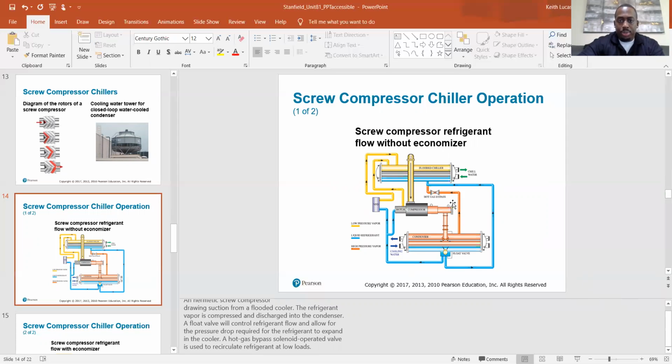So the chiller system, just a quick review, it operates the same as any other refrigeration system. We have our compressor here, which is the heart of our system.